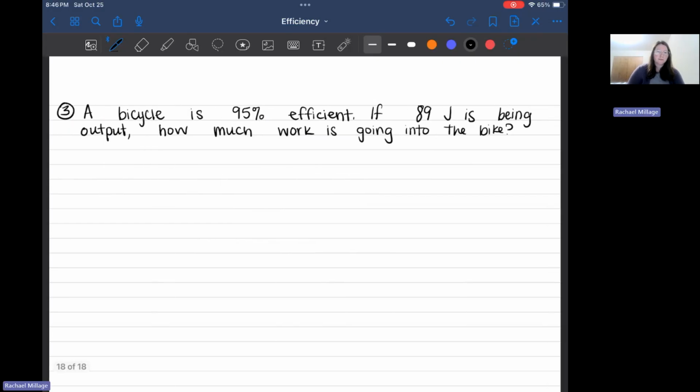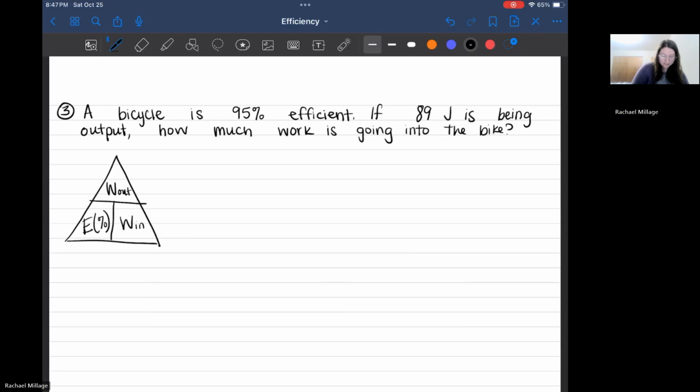My last problem says a bicycle is 95% efficient. If 89 joules is being output, how much work is going into the bike? So here, am I calculating efficiency? I'm not. It gives me my efficiency. So this is a time where I might want to break out the triangle. And we know that efficiency percent is equal to our work out divided by our work in, right? So now we have to figure out what's what. 95%, 89 joules. Those are the two numbers that I get.